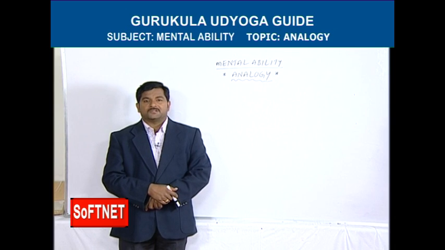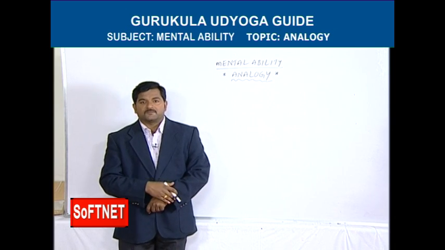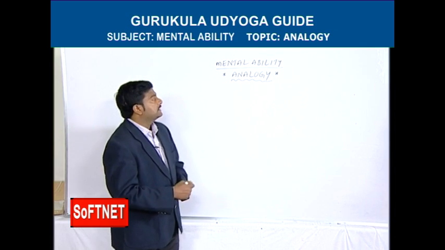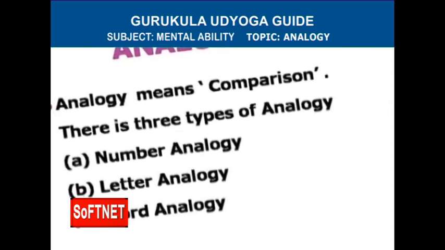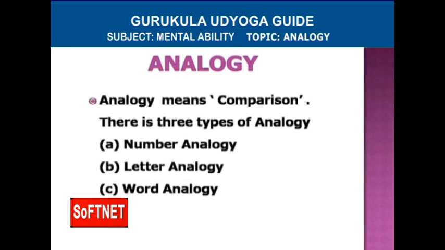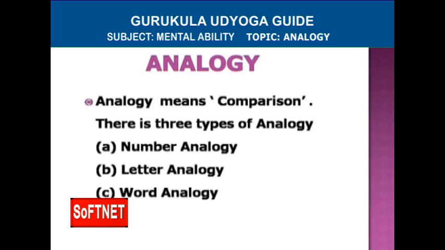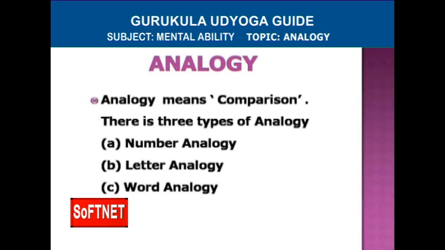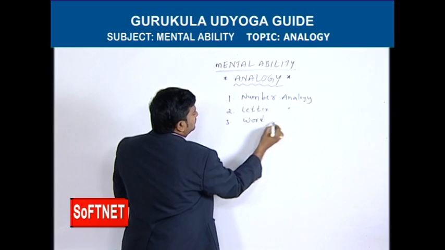Now about these three types of analogy we'll discuss with examples in detail. Okay, so once again, analogy has three types. Type 1 is number analogy, type 2 is letter analogy, and type 3 is word analogy.